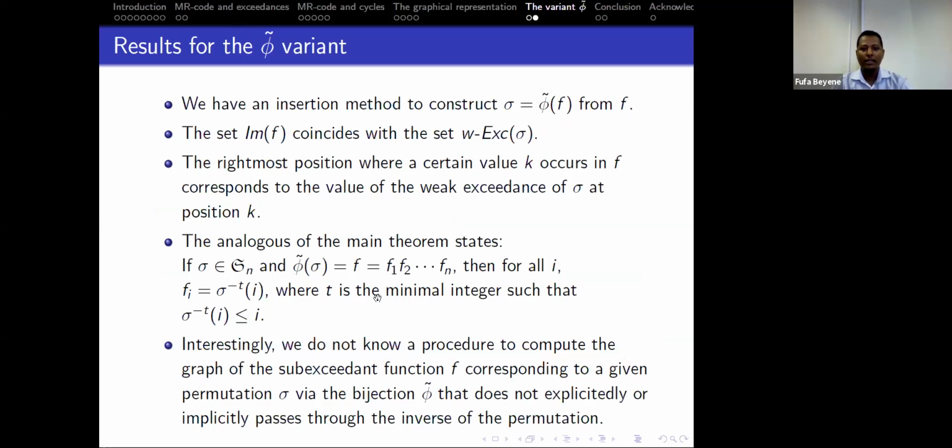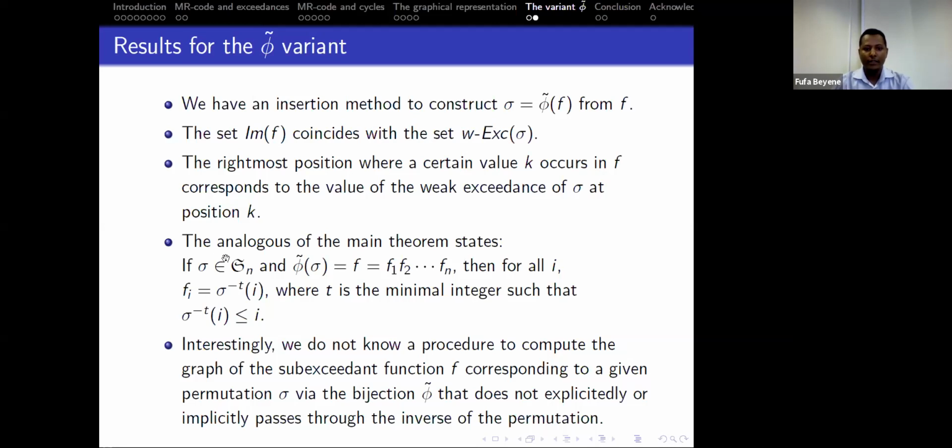And analogous results for this Phi Tilde variant are given as follows. We have an insertion method to construct sigma from f using Phi Tilde. The set of images of f coincides with the set of weak exceedances of sigma. You remember that the set of images of f coincides with the image of anti-exceedances in phi, but now we have weak exceedances instead. The rightmost position where a certain value k occurs in f corresponds to the value of the weak exceedance of sigma at position k.